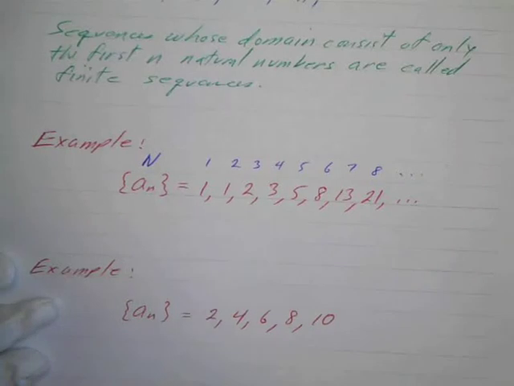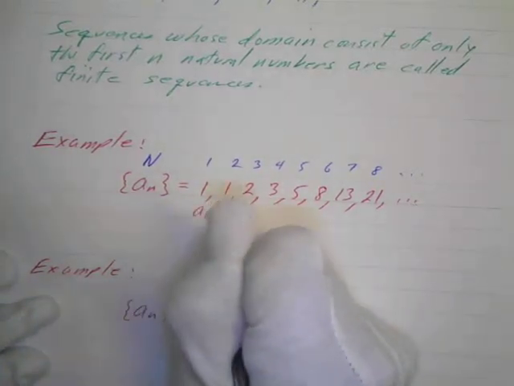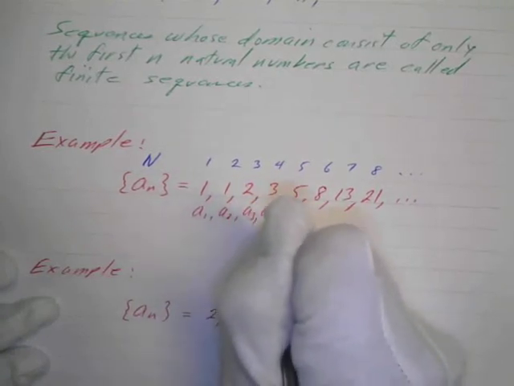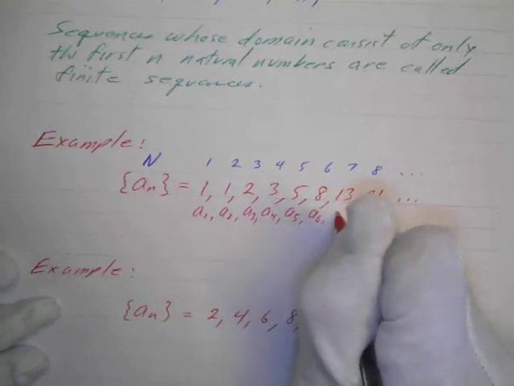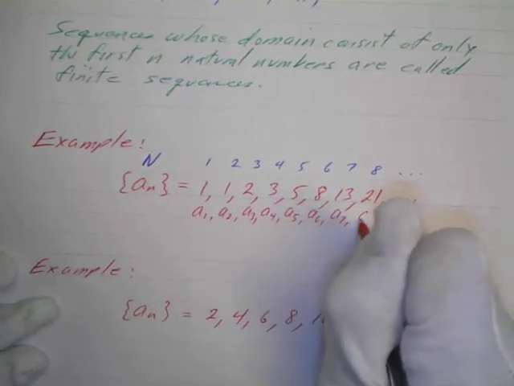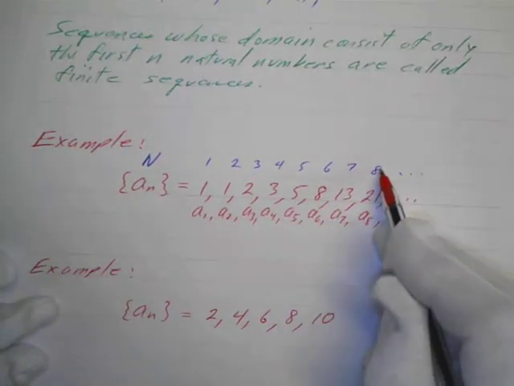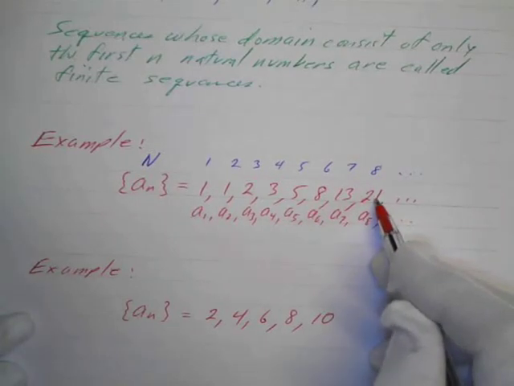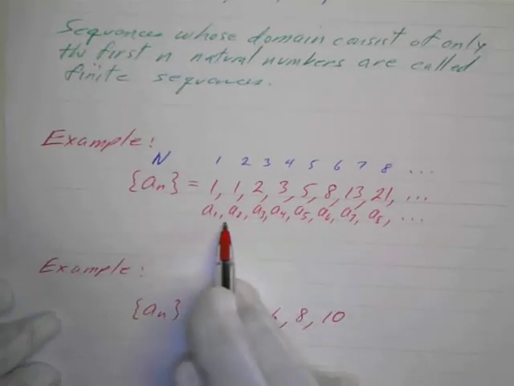Now, this would be a sub 1, so if we wanted to notate it in the a sub n notation, this would be a sub 1, this would be a sub 2, this would be a sub 3, a sub 4, a sub 5, a sub 6, a sub 7, and a sub 8. And that's just the value at the domain. So this is your domain, and this is your range. And it goes in order, 1, 2, 3, 4, and you can see that in this notation. So a sub 4 would be 3 in this particular sequence.